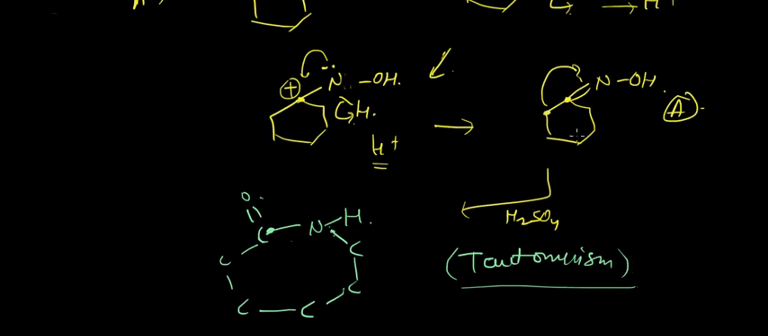So how is this? This was the carbon atom which was attached to here, and we are getting this carbon atom attached to this nitrogen atom, and as a result a 7-membered ring was formed.